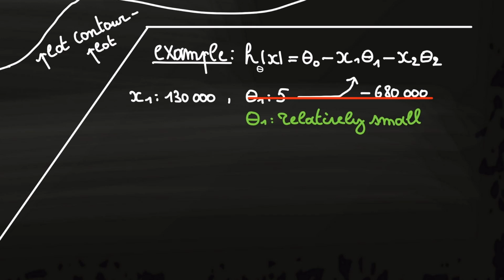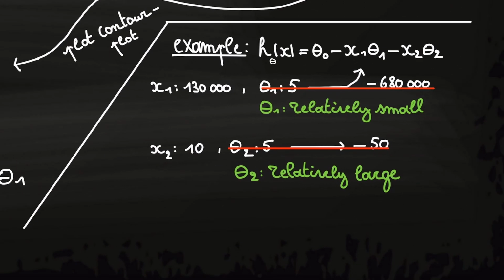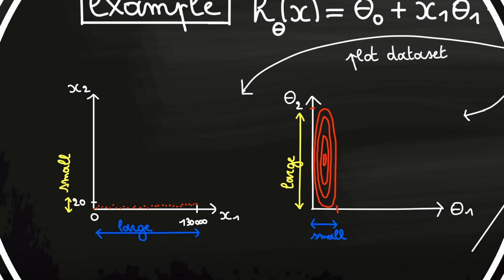The same can be said for the age of the car, x2. Because the age is relatively small, let's say we have a training example where x2 is equal to 10, and if you assume that θ2 is equal to 5, you would only subtract $50 from the price of the car. That's way too low, so we see that θ2 should be a relatively large value. So, to recap, a big difference in ranges of the features results in a big difference in ranges of the parameters and thus in an elliptical contour plot.